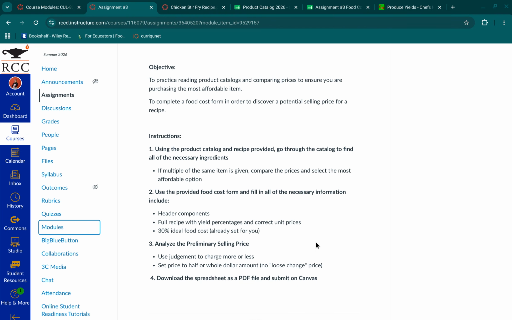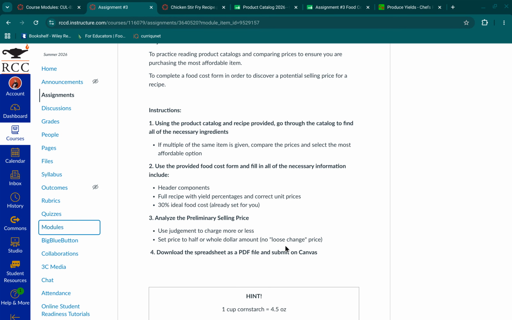From there, the spreadsheet does have a 30% food cost plugged in for you. So it's going to give you a preliminary selling price, and you guys now get to make your own judgment call of whether or not you want to raise the price or lower the price. And you're going to set that price to a half or whole dollar.